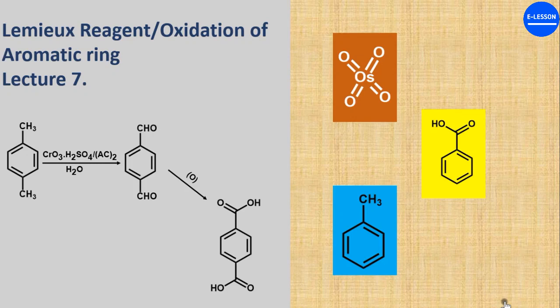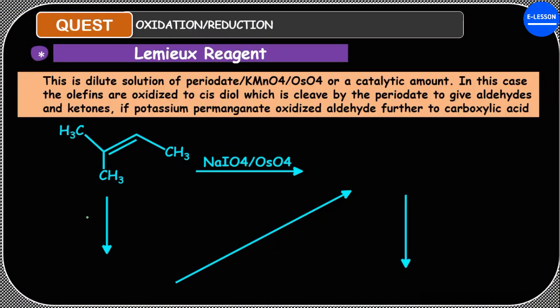Now, in this lecture, we are going to look at the Lemieux reagents and subsequently oxidation of aromatic ring. And this will be lecture 7 of our lecture series. Now, let us look at what the Lemieux reagent is all about. The Lemieux reagent is actually called the Johnson Lemieux reagent after the person that discovered it, the Johnson Lemieux reagent.